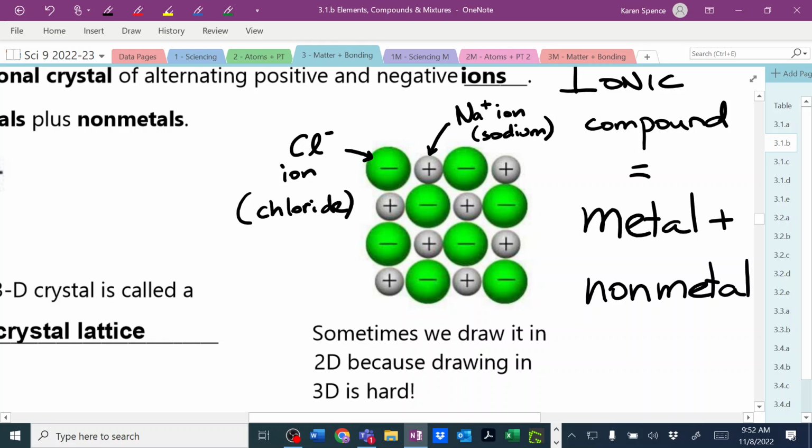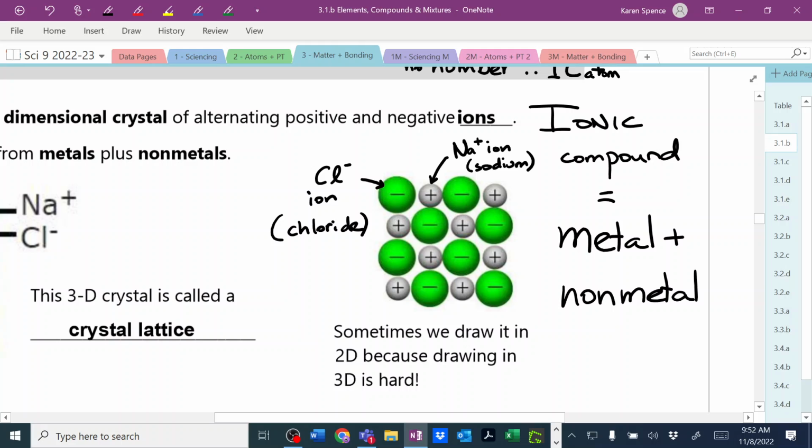Do you remember what positive and negative charges do to one another? They attract. Where do you notice that the negatives and positives are? Right in between each other. Can you imagine if you tried to put two negatives together? What do two negatives do? They repel. So we never have a positive right beside a positive because those would repel. We never have a negative right beside a negative because those would repel. We just have the positive beside the negative.